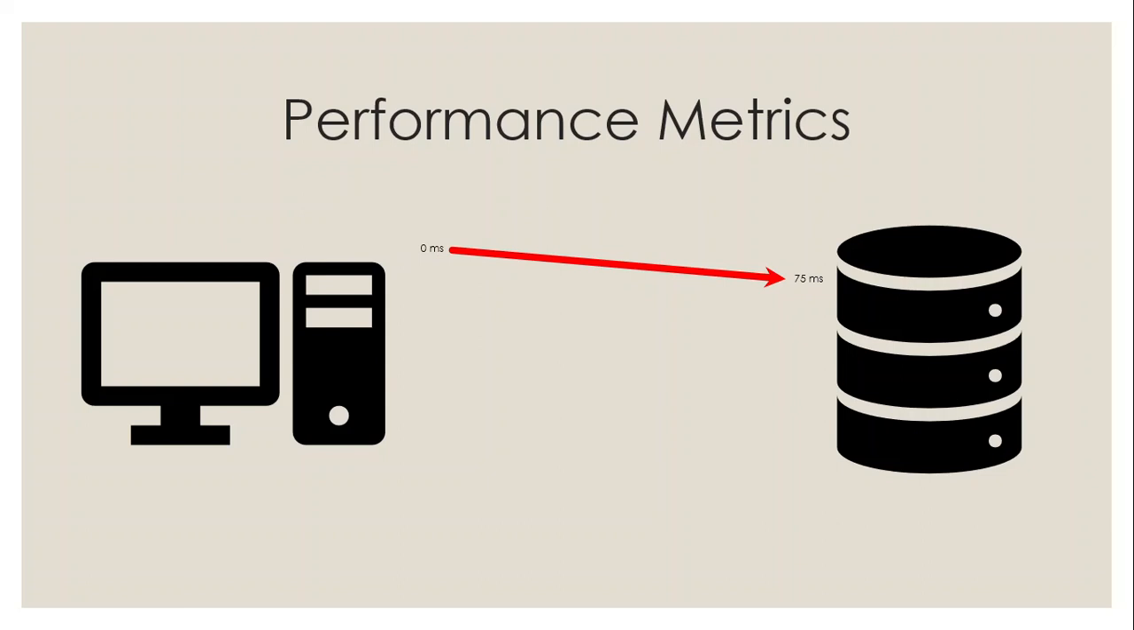Now the server got the message and it responded back. So the total time it took from my computer for the request to go and come back is 150 milliseconds. This means 0 milliseconds, then it took 75 milliseconds to reach here, and after 75 milliseconds more, the response came back. This total time is considered as latency. Latency is the time taken for the first response.